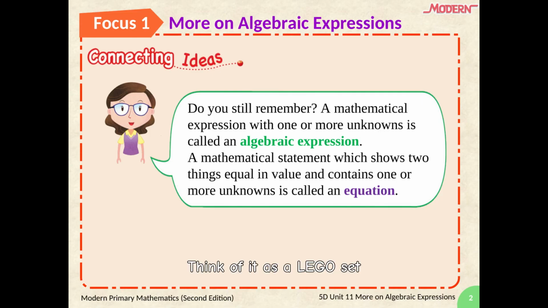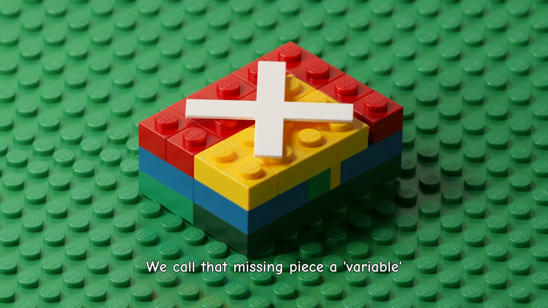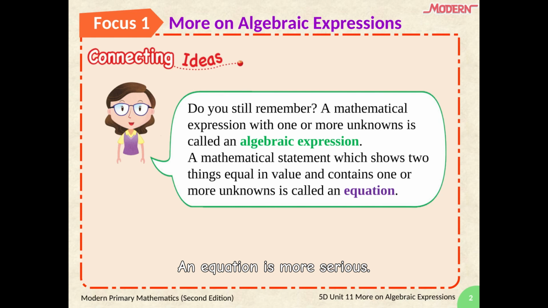Think of it as a Lego set with a missing piece. We call that missing piece a variable or unknown. It's usually a letter like x or p acting as a placeholder. An equation is more serious. It's a statement that says two things are equal. It's the balanced version of a phrase.